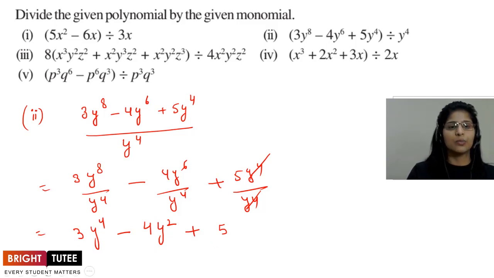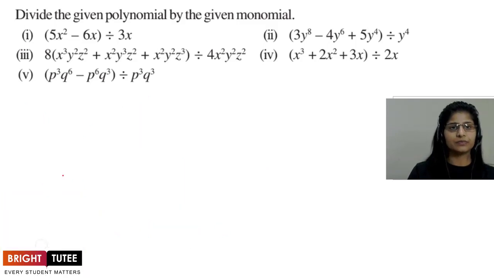Clear? Moving to the next part. So whenever you see things like this, like there are so many x, y, z cube, right? We'll try to take out things common first, so that our division becomes easier. So we have 8 already outside. X cube, y square, z square.